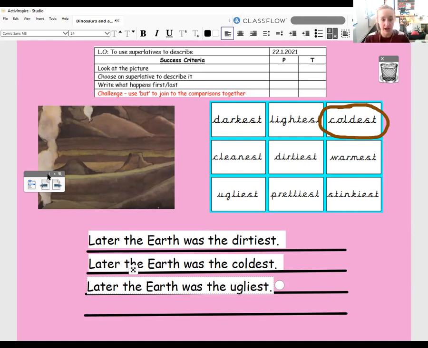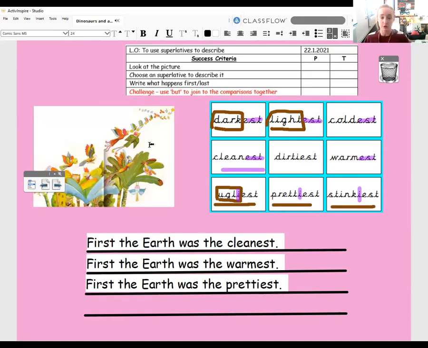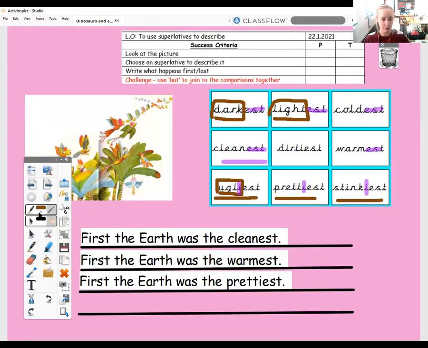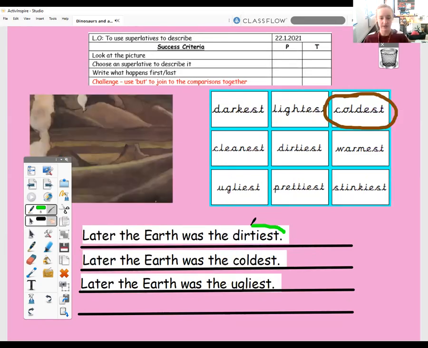So I want you to have a little go at doing 3 of those for me for each picture. So I want 3 sentences with superlatives to describe this picture. So make sure, look, you've got your superlative in it. It has to have a superlative, okay? You might want to put a circle around where you've used your superlative. And then I want you to do the same for the second picture and make sure you're using a superlative to describe this picture as well.